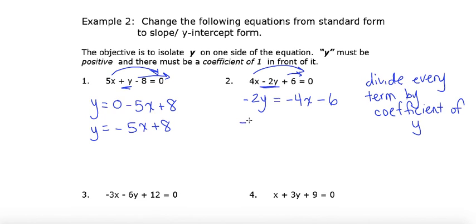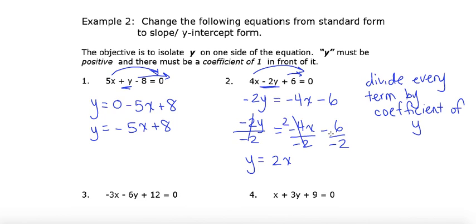So you can rewrite this equation showing that you're dividing, and this time we're going to divide by whatever sign is in front as well. So we're dividing every term by negative 2. So negative 2 divided by negative 2 is positive 1, so we're left with 1. Negative 4 divided by negative 2 is 2x, and negative 6 divided by negative 2 is positive 3. So this would be an example of converting the equation from standard form into slope-intercept form.